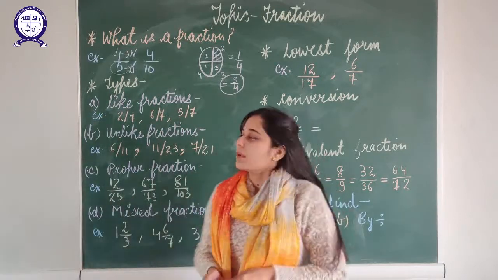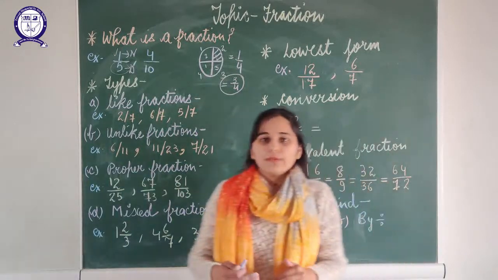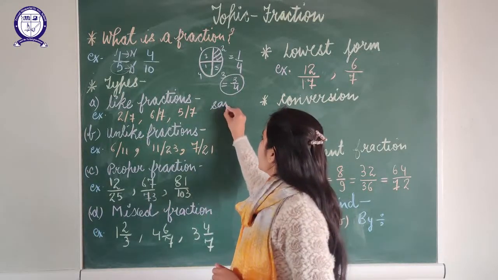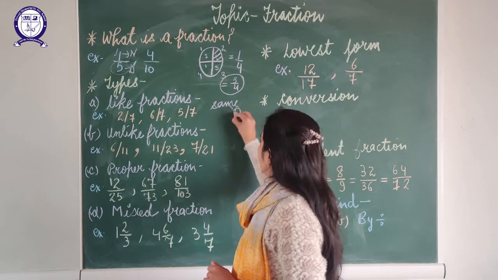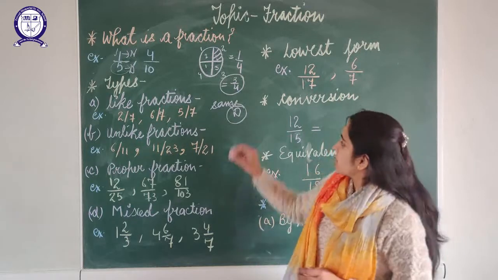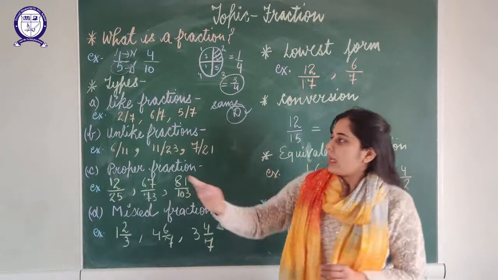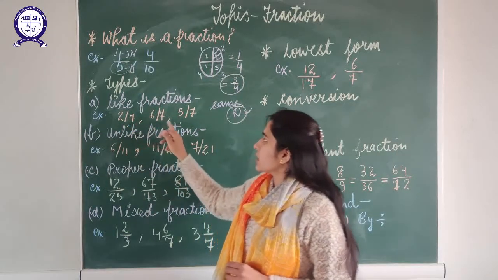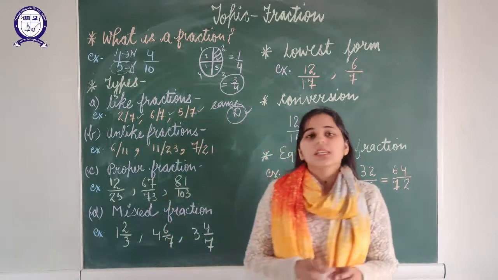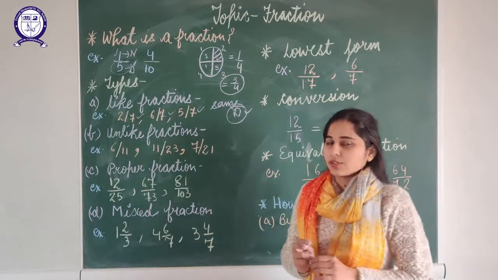Let's discuss the types of fractions. First we are going to discuss like fractions and unlike fractions. Two or more fractions which have the same denominator. Here we will compare the denominators only. So two or more fractions which have the same denominator are considered like fractions. Here is one example: 2 by 7, 6 by 7 and 5 by 7. We see that the denominator 7 is the same in each case. So all these three fractions are like fractions, students.